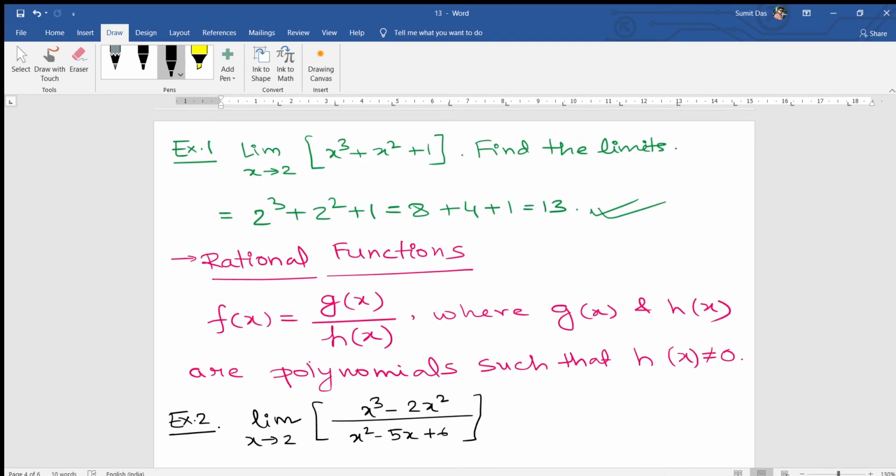I hope you can see both example 1 and 2. In example 1, you just put the value directly inside the function, right? Now I'm asking you to directly put the value of x in the function and let me know what value you are getting. First in rough, just rough, and let me know only the answer, no need to write anything.